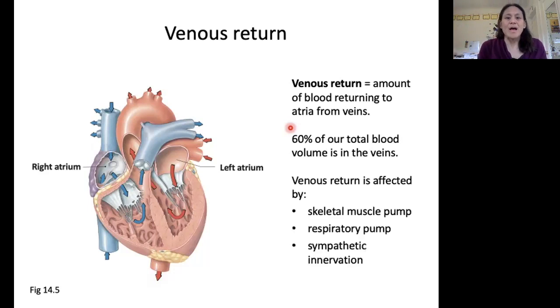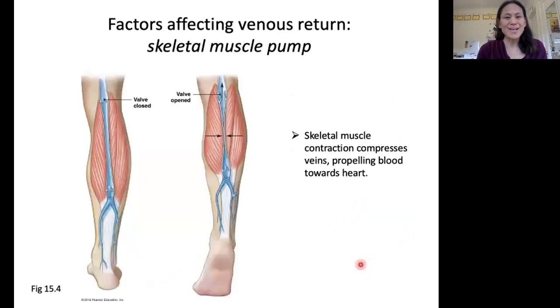Okay. Venous return is affected by these three factors here: the skeletal muscle pump, the respiratory pump, and sympathetic innervation. I'm going to talk about each of these in turn. So let's start with the skeletal muscle pump.